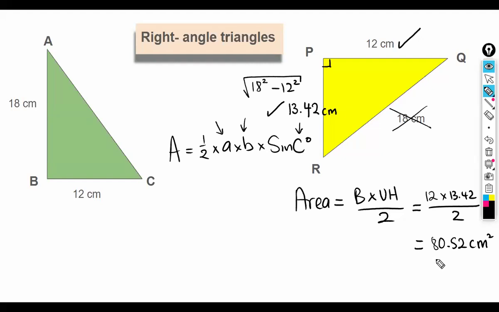If you do it correctly, you'll get something extremely close to 80.52. You won't get exactly 80.52. You'll get something just extremely close to it, because remember, this question has a whole set of rounding off in it, and we're using two different methods with different amounts of rounding off. So our answer will look a little bit different. See if you can get an answer close to 80.52.